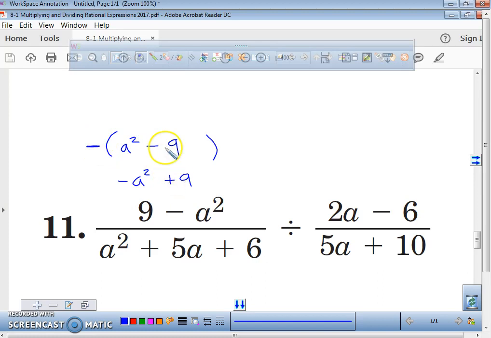The reason why I did this is because a squared minus 9 is what's called a difference of squares. And what we're going to do is some complicated versions of the difference of squares so you know when to recognize them. Okay? Here we go. Moving to the right.